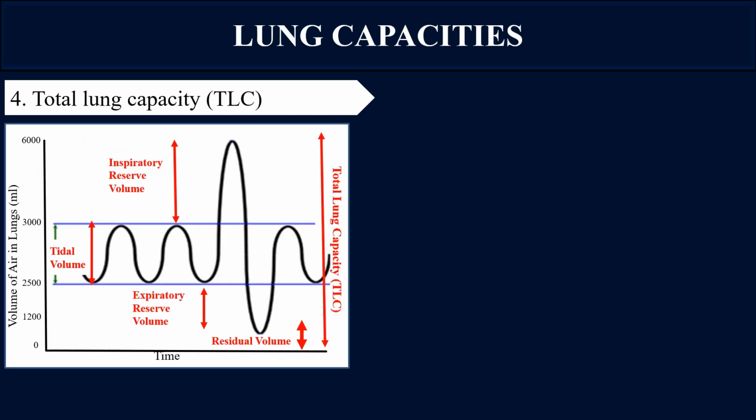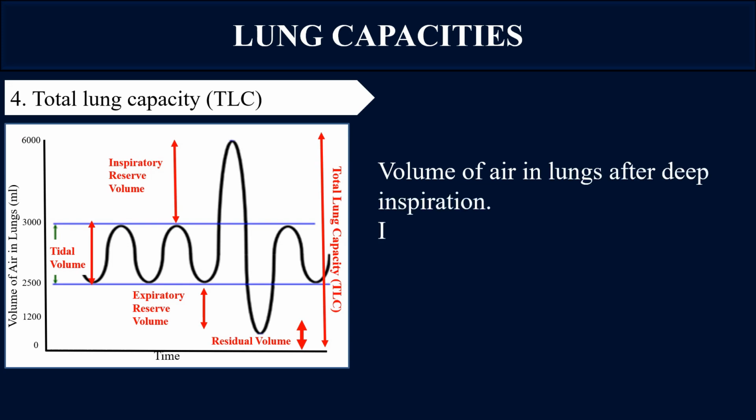Then at the last, what is the total lung capacity? Total lung capacity is the volume of air in the lungs after deep inspiration. It includes all the volumes. If we look at the graph, this is the normal inhalation, and after a forceful inhalation, this is the inspiratory reserve volume. So this is the deep inspiration. After the deep inspiration, all the remaining volumes are known as the total lung capacity. So total lung capacity is the combination of all the volumes that are measured for the lungs.